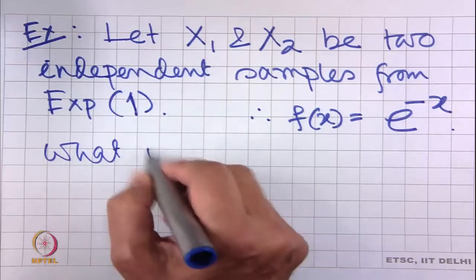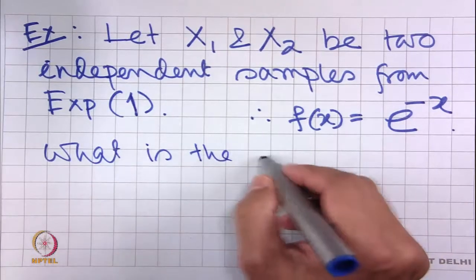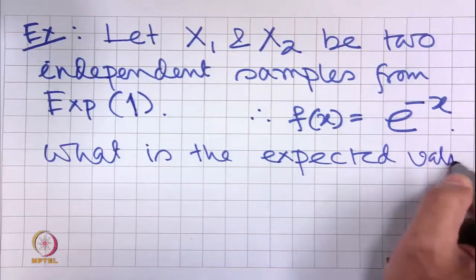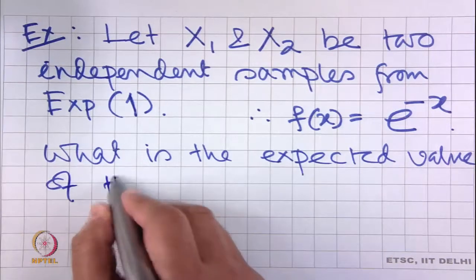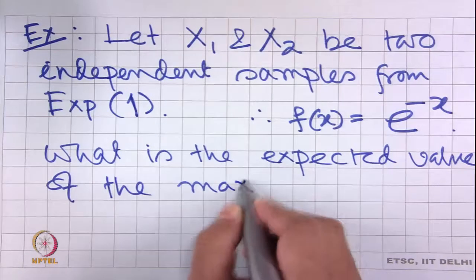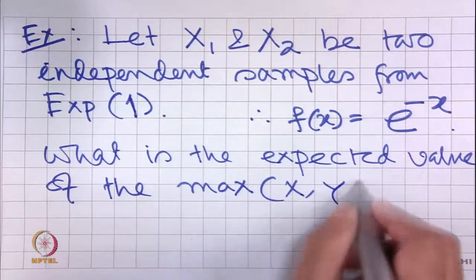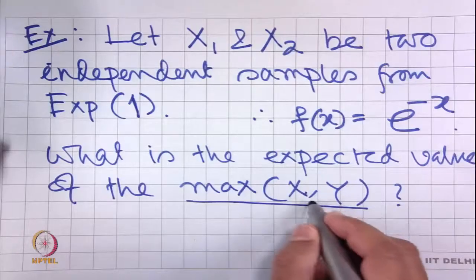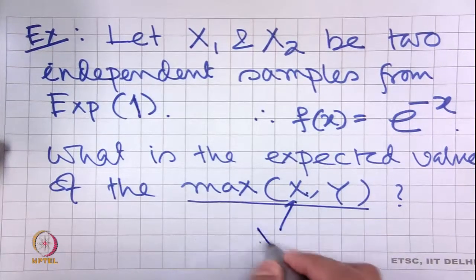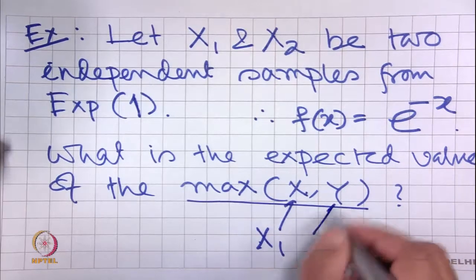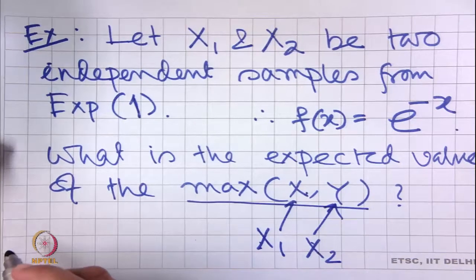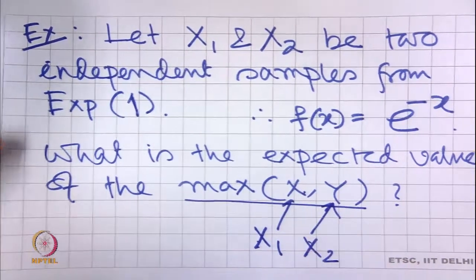What is the expected value of the maximum of x and y? Note that I have changed the notation from x 1, x 2 to x, y. This is just for convenience. So, solution.